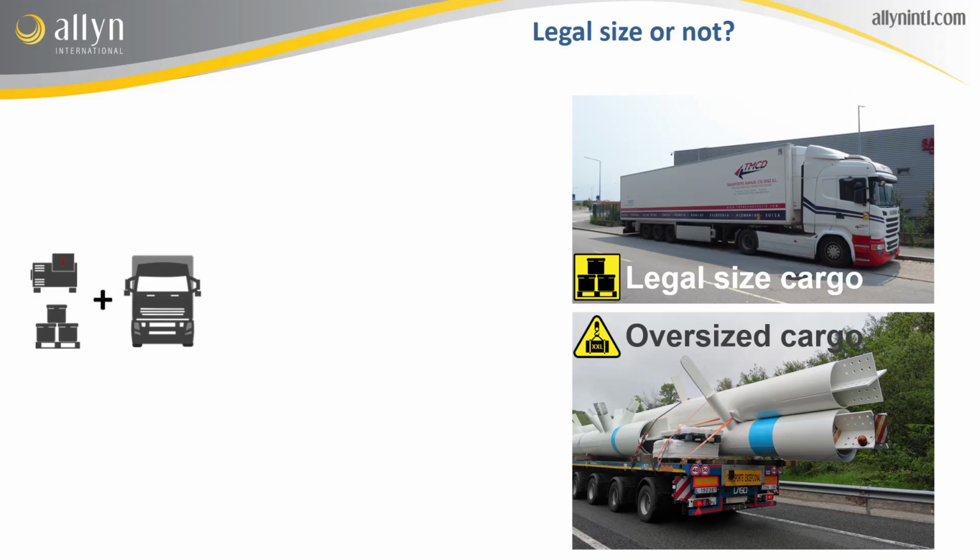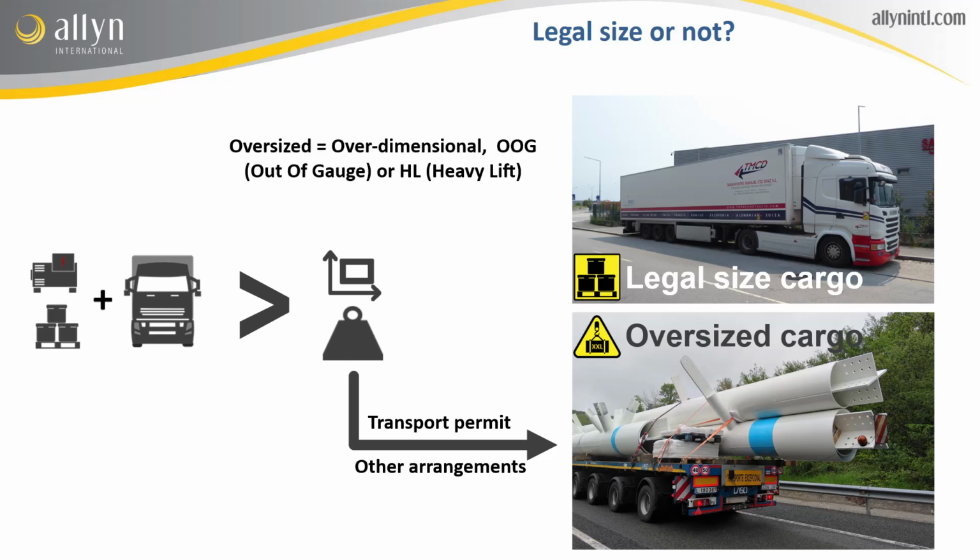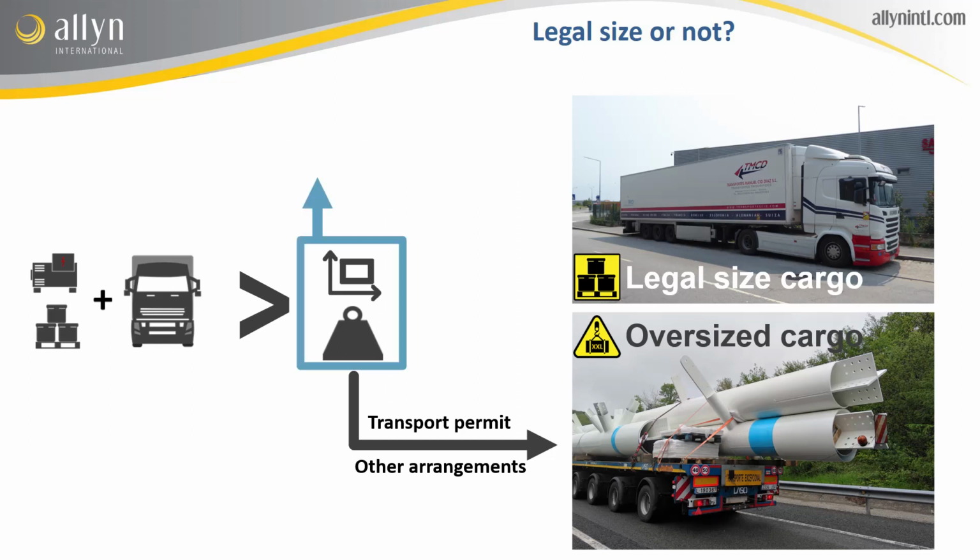If your vehicle and cargo combination exceeds certain size or weight limits, it will be classified as oversize and it will require a transportation permit and other arrangements. Oversized cargo is also commonly referred to as out of gauge (OOG) cargo or as heavy lift (HL) cargo. The applicable limits will vary per country, but also in function of if your load is divisible or not.